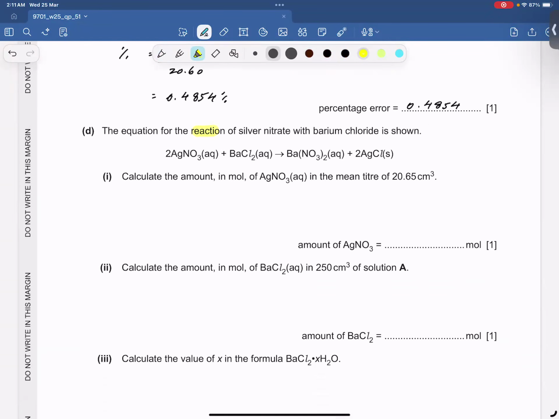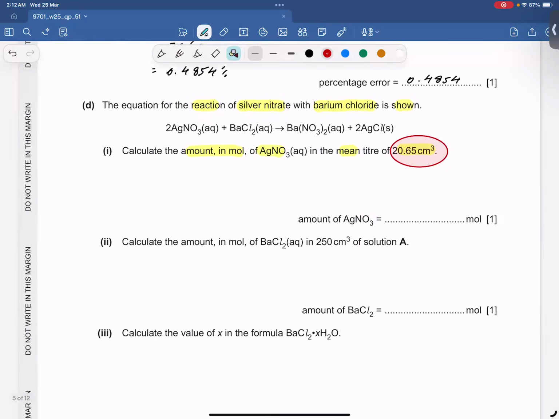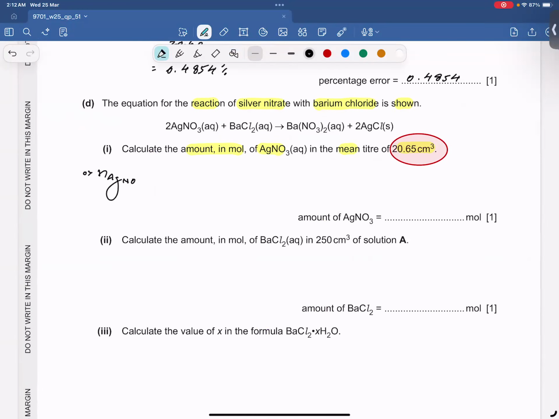Next part. The equation for the reaction between silver nitrate and barium chloride is shown. Calculate the amount in moles of silver nitrate in the mean titer value. Okay. So the mean titer value was 20.65. In this volume, I need to find the moles. And for that, we should know the concentration of silver nitrate, which is, I believe, given in the question. This is the concentration of silver nitrate, 0.05. The mean titer value is 20.65 divided by 1000. So the moles is going to be 1.0325 times 10 to the power minus 3 moles.